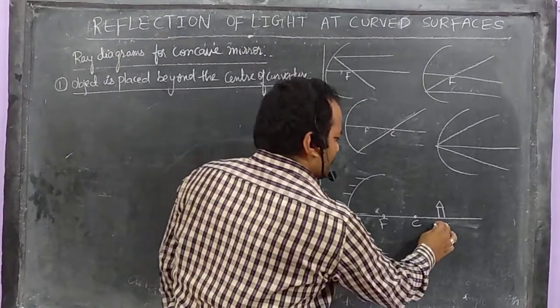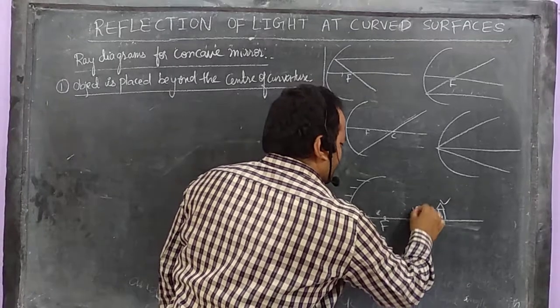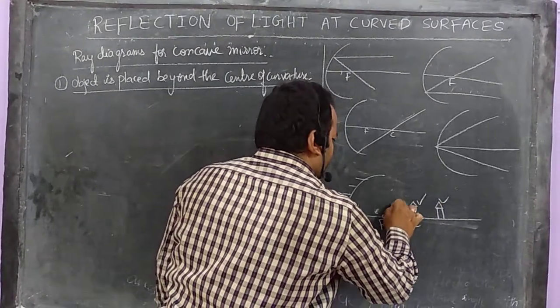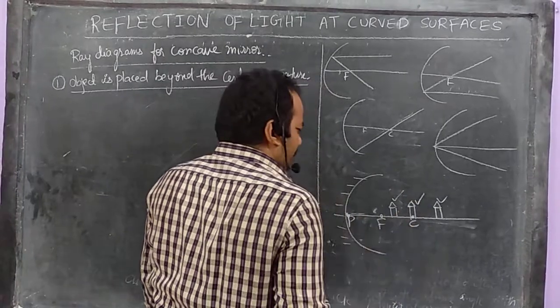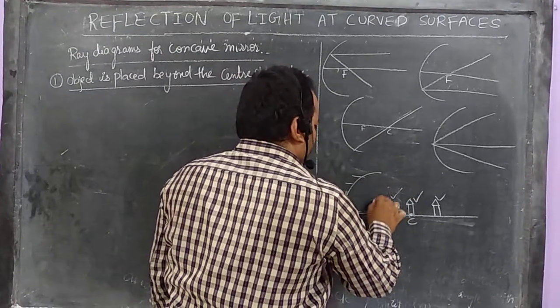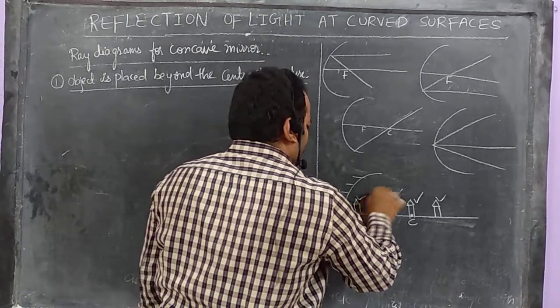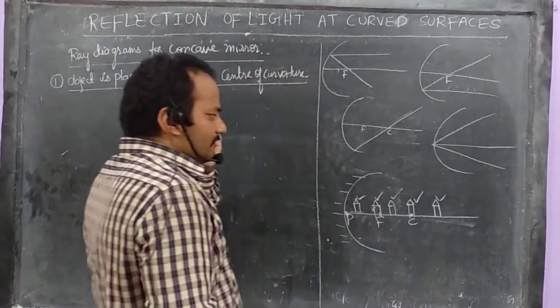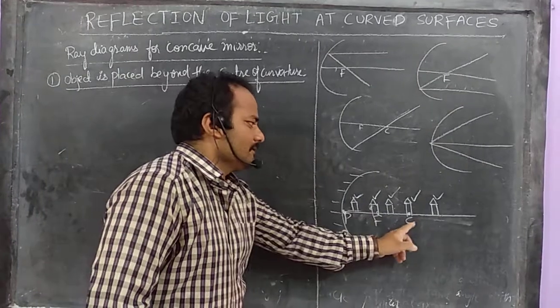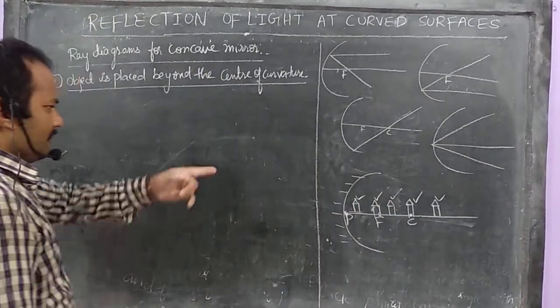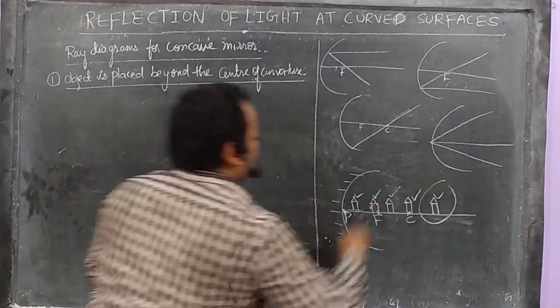In the first case, the object is placed here. In the second case, the object should be on the center of curvature. In the third case, the object should be between curvature and focus. In the fourth case, the object should be on focus. In the fifth case, the object should be between focus and pole. See, I gave the hint: 1, 2, 3, 4, 5. In total we have 5 cases. So let's start with the first one.